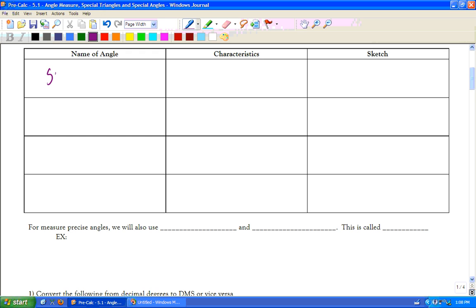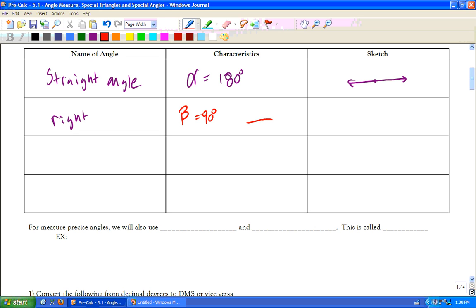We're going to call this a straight angle. Anytime our angle, starting with alpha, is 180 degrees, the sketch of this is just a straight line. In other words, there are 180 degrees in a straight angle. Not too surprising there. We call it a right angle when our angle, we'll go with beta this time, is equal to 90 degrees.